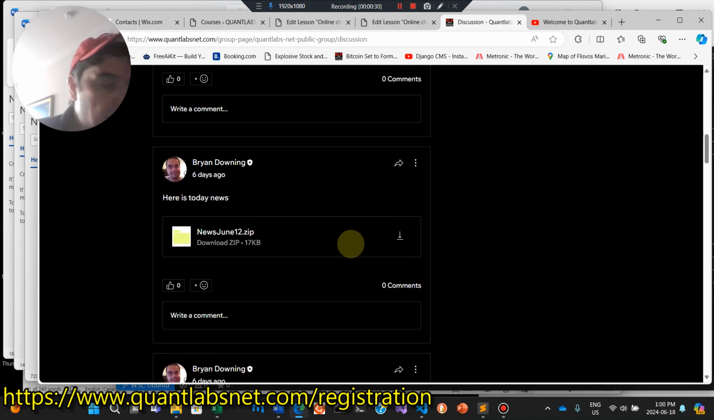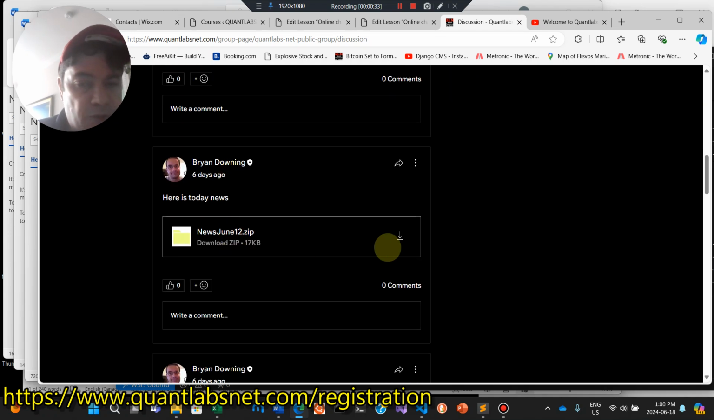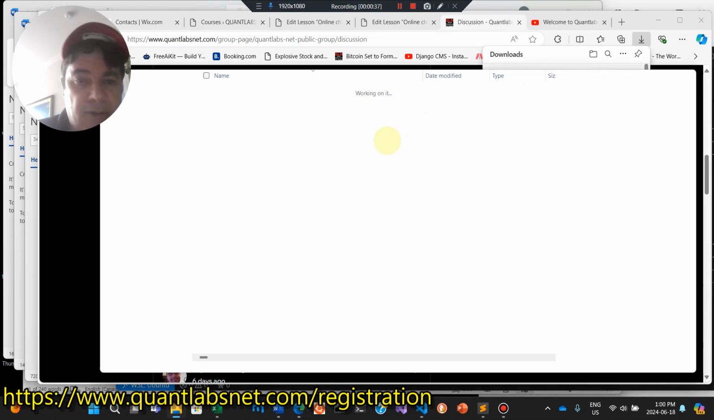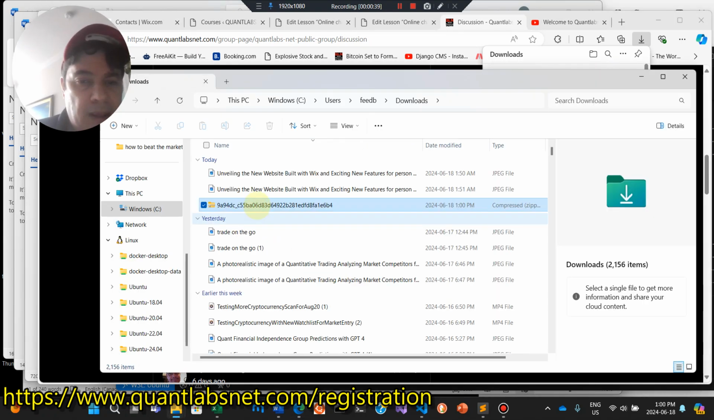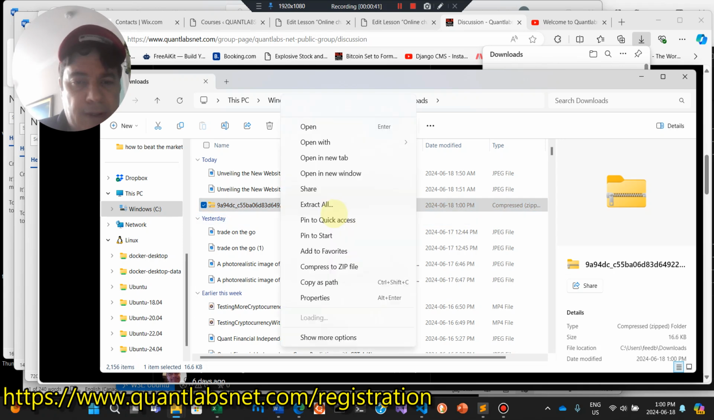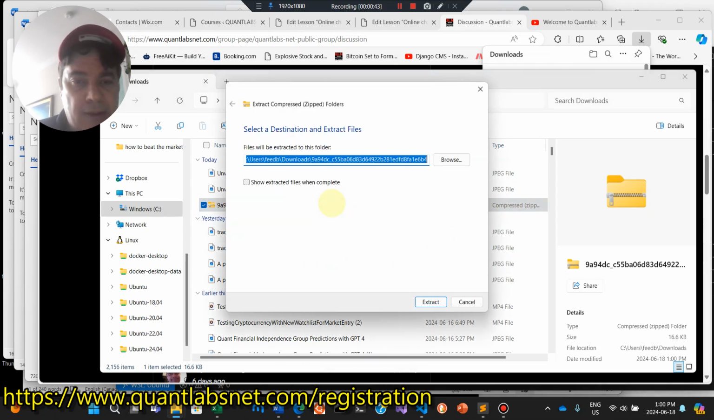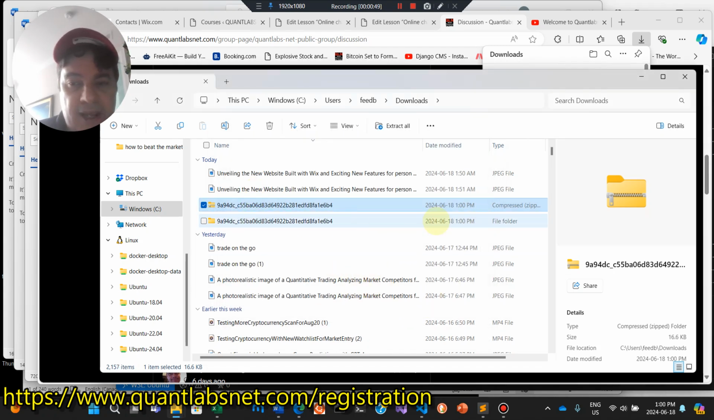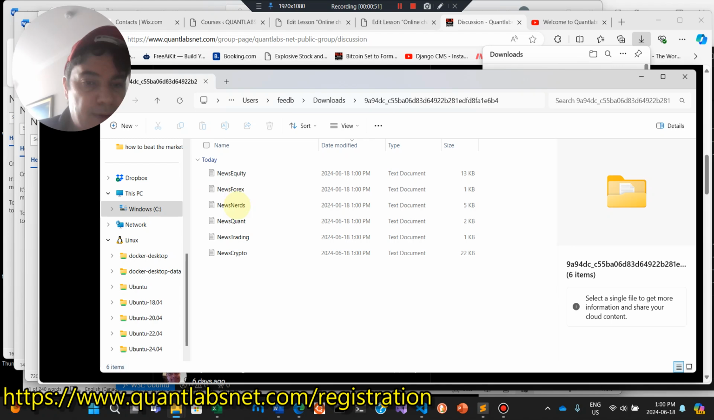So in there, what I primarily highlight is news. So you can always download it. And it's probably going to be a zip file. And let's just extract it and see what kind of goodies we got. Okay, so what it will contain is a bunch of text files in here, as you can see.